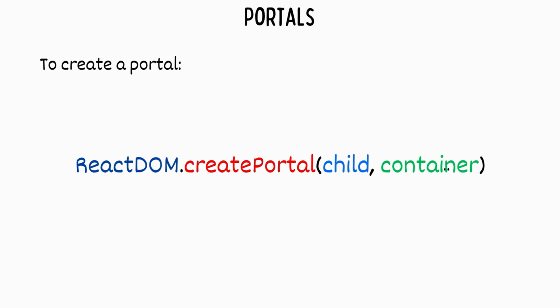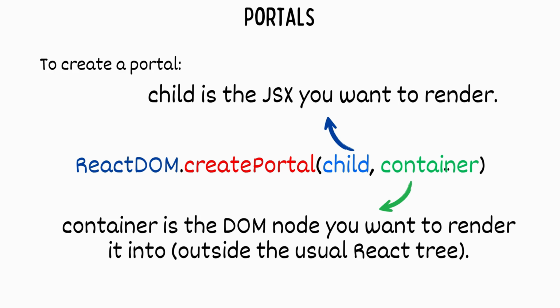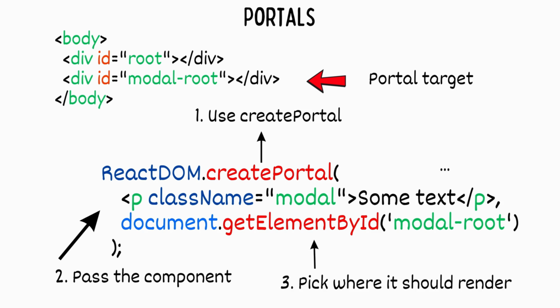To create a portal, you use the createPortal function. Child is the JSX you want to render. Container is the DOM node you want to render it into. Here is an example. Use the createPortal function. Pass the component you want to render, and choose the DOM node where you'd like your React component to appear.